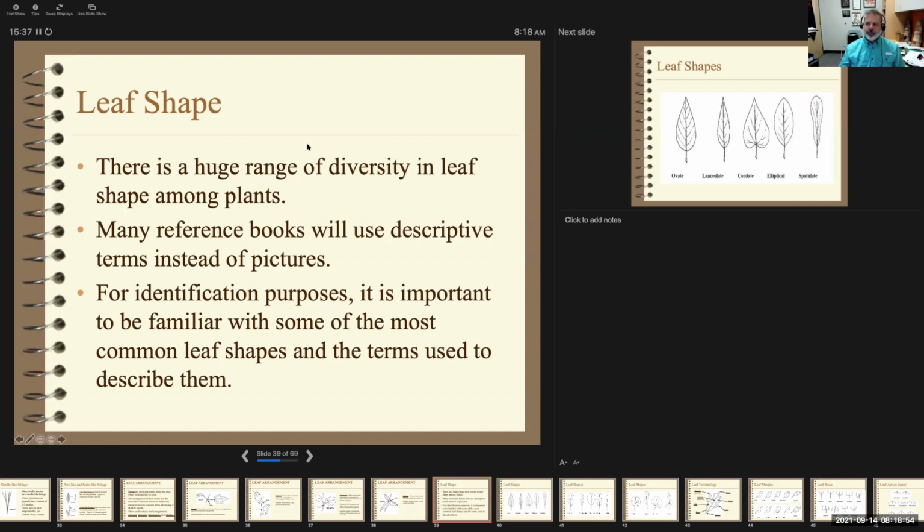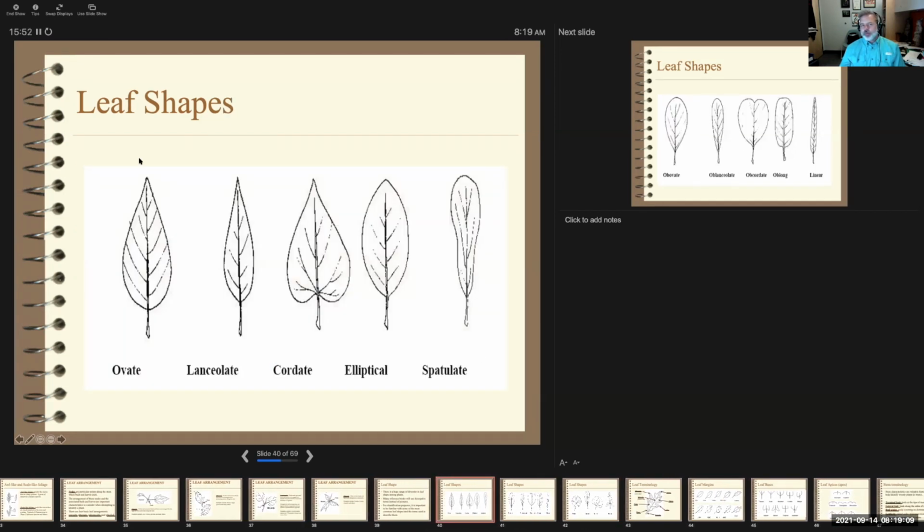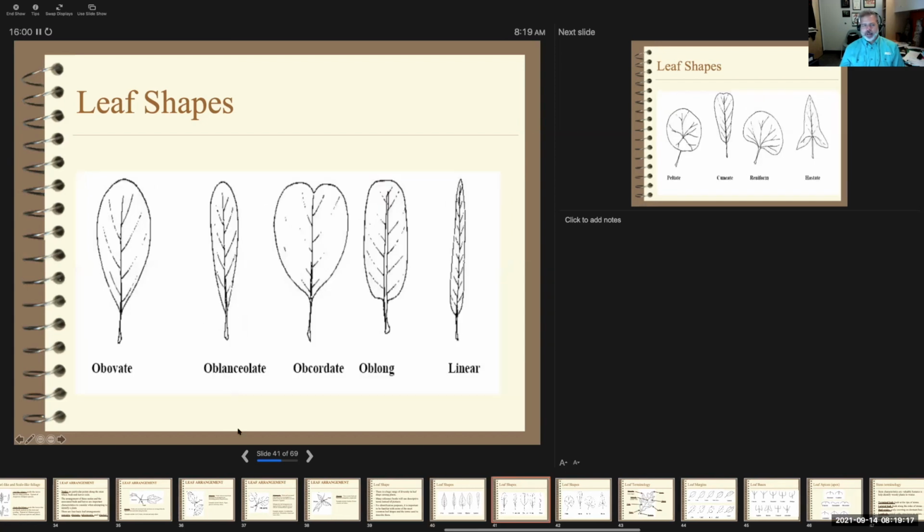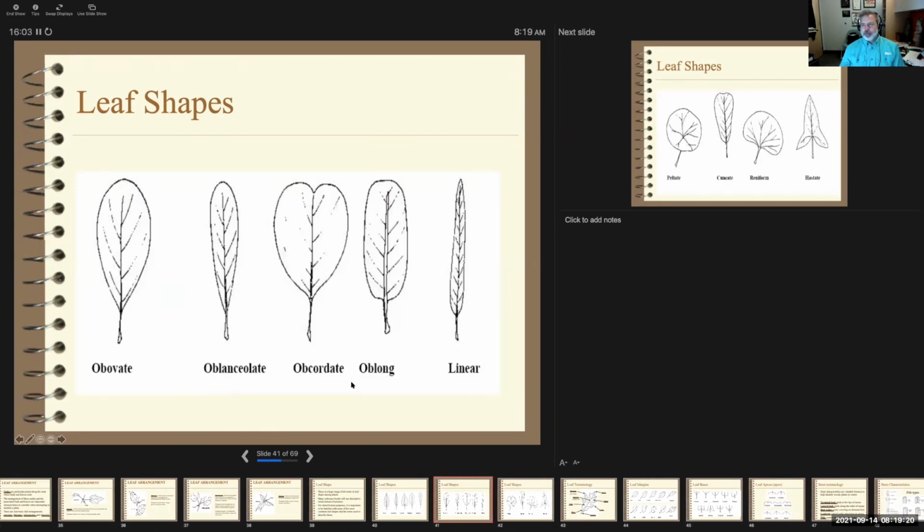The leaf shape, what the leaf actually looks like: a huge variety of different leaf shapes out there in the world. And for identification purposes, it's important to be familiar with some of the most common leaf shapes and the terms used to describe them. Now, for class, you wouldn't have to memorize all these leaf shapes. I'm just going to go through them. And you can see sometimes they're very descriptive. Lanceolate. What does it look like? It kind of looks like a lance. There's a lot of different leaf shapes out there in the world, and being familiar with some of them is important.